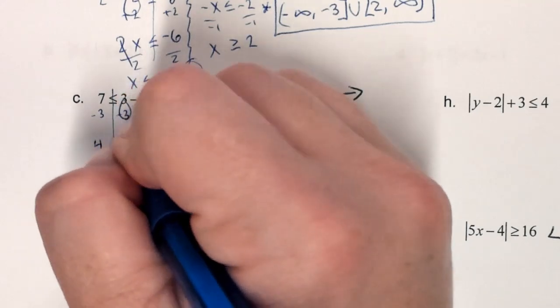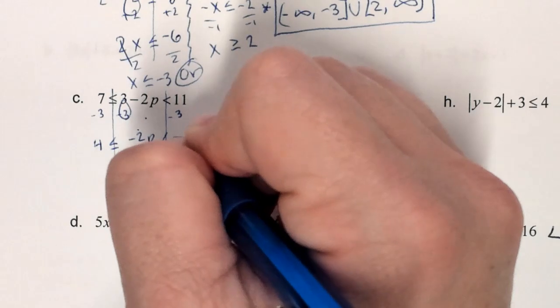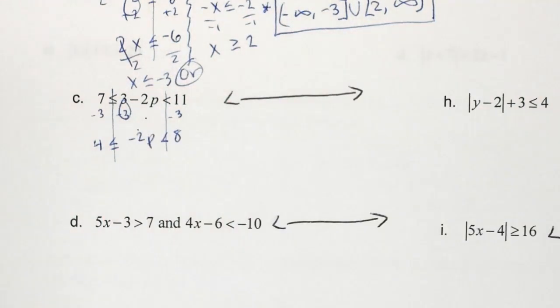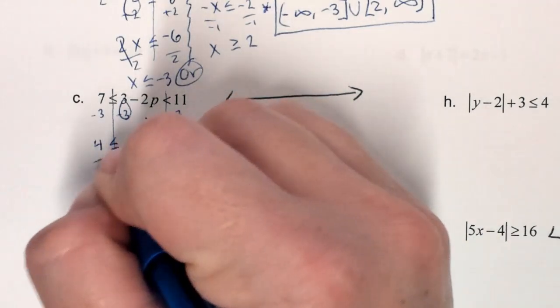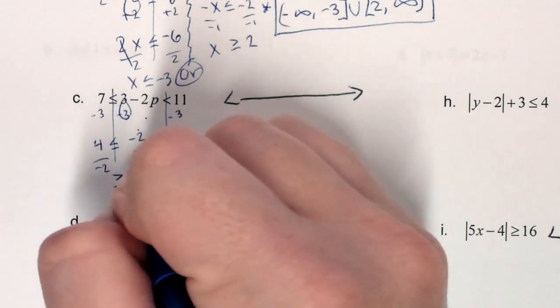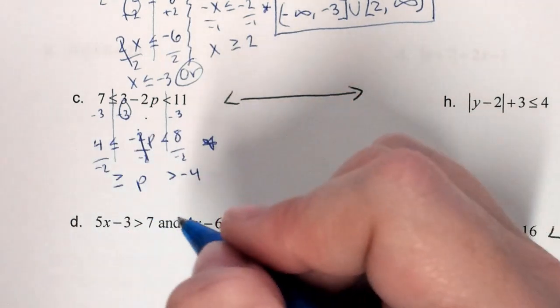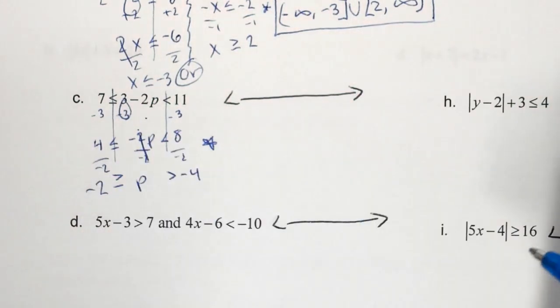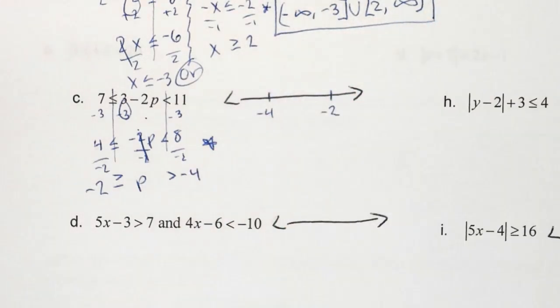And that gives me 4 is less than or equal to negative 2P is less than 8. Now I have to divide by negative 2. And since I'm dividing by a negative, I have to flip my symbols. That gives me negative 4, and that gives me negative 2. So I know that I have negative 4 and negative 2. Be super careful, negative 4 is smaller, so it should be further to the left.